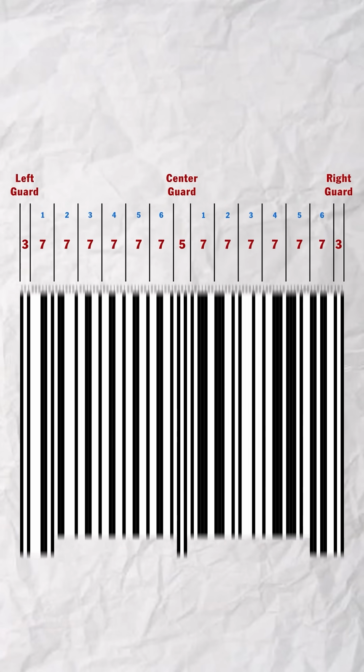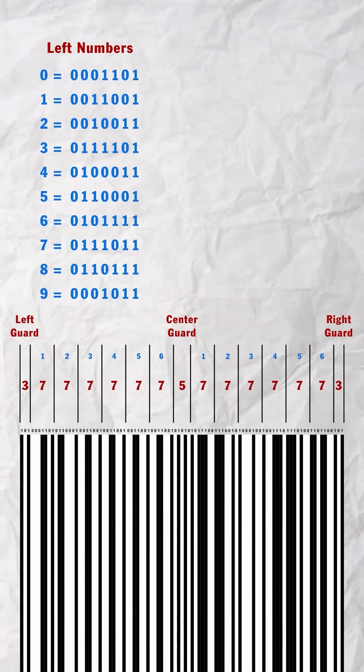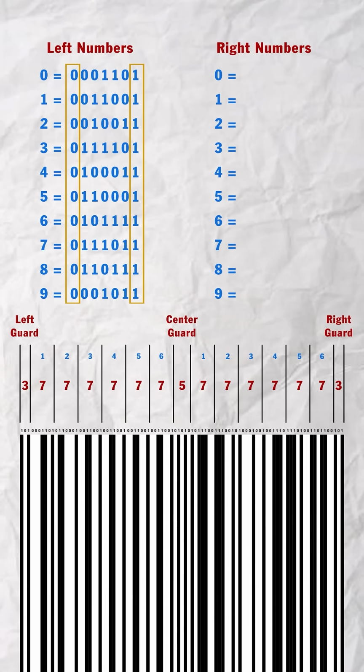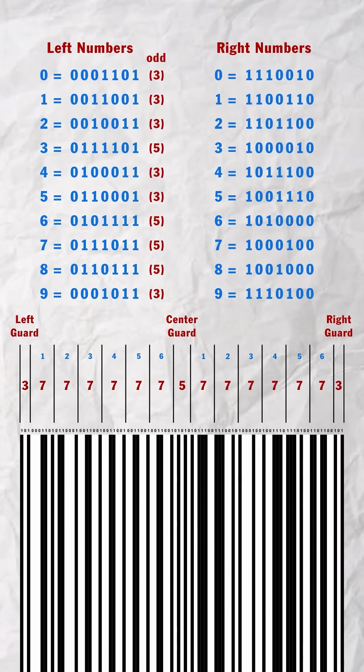For the left side, the numbers range from 0 to 9 have this specific code, which starts from 0 and ends with 1. And for the right side, it has this specific code, which starts from 1 and ends with 0. On the left, there are odd numbers of 1, and on the right, there are even numbers of 1.